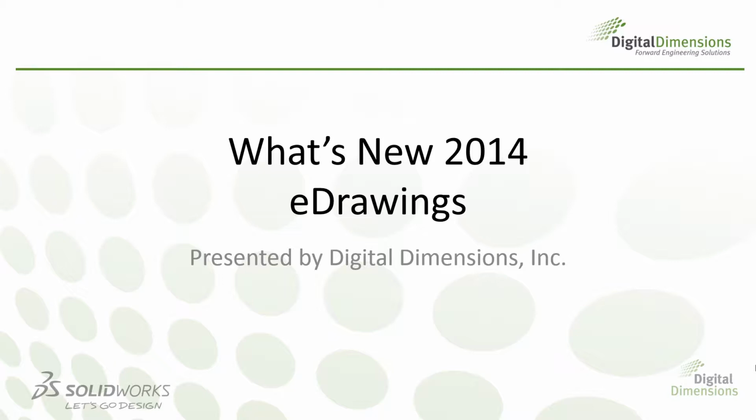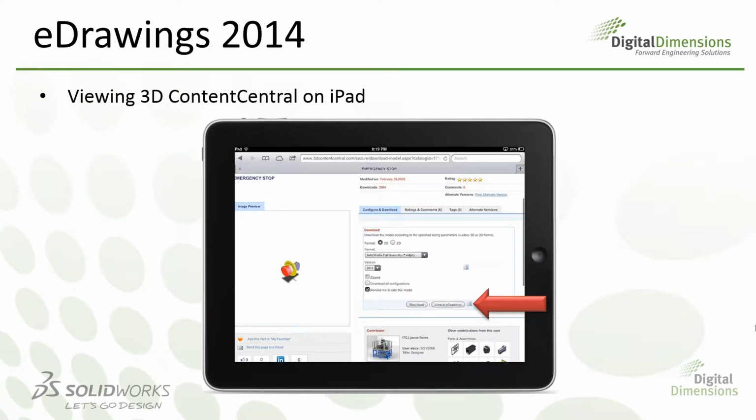So let's get started. Our first enhancement to take a look at involves 3D Content Central. For those of you who don't know 3D Content Central, it's a great free service for locating, configuring, downloading, and requesting 2D and 3D part files that you can use in your models or your assemblies. It has manufacturer parts as well as user submitted parts.